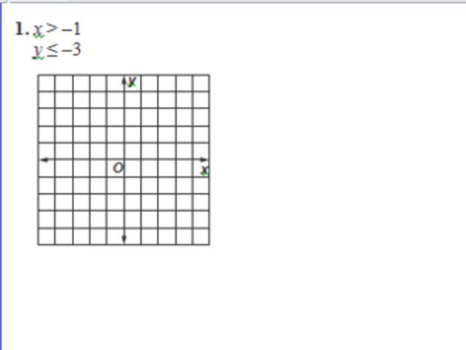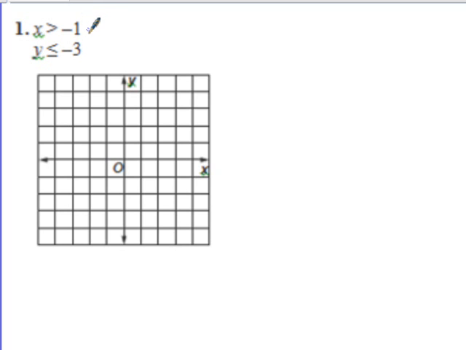Section 6.5 is looking at graphing or solving systems of inequalities, and we're going to do them all by graphing. So we have two inequalities here, and we're just going to graph both of them and then look at where they overlap to get our solution. If you have colored pencils and want to do this in different colors, it might be a good idea so you can see a little bit better, but you don't have to.